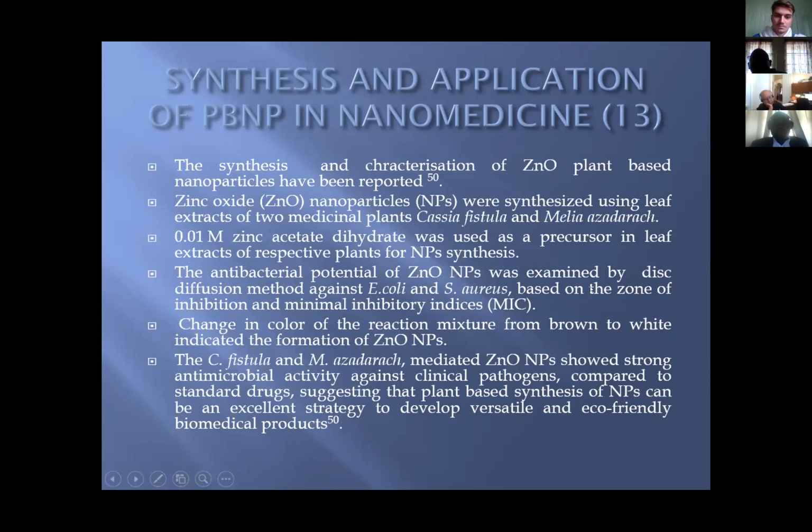Now, if you are familiar with the disk diffusion assay, it is an assay used to measure the efficacy of the antimicrobial activity of any antibiotics or any plant extract. The larger the zone of inhibition, the greater the antimicrobial activity. So they have found that the nanoparticles from these 2 plants have shown strong antimicrobial activity. So that's a useful application.